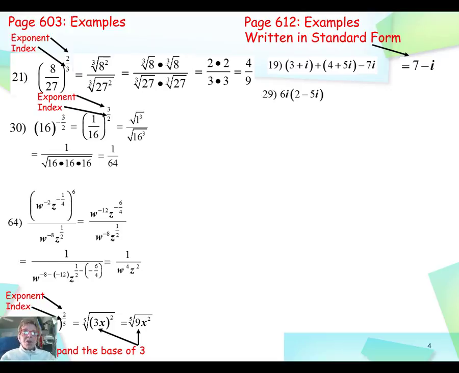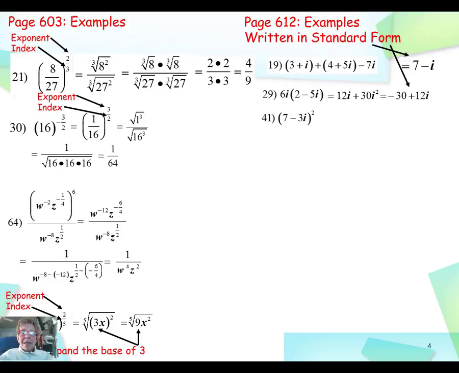Number 20, now I'm going to multiply a monomial imaginary number times a binomial complex number. So I have to distribute, and that gives me 12i plus 30i squared. I hope that in the information you looked over in the book, you learned that i squared is equal to negative 1. So that gives me negative 30, which I'm going to move to the front of this expression because I want it in standard form, and standard form is the real part and the imaginary part to its right.